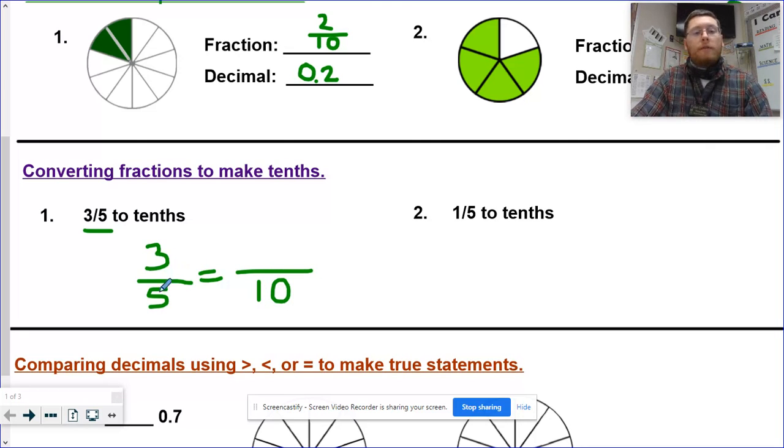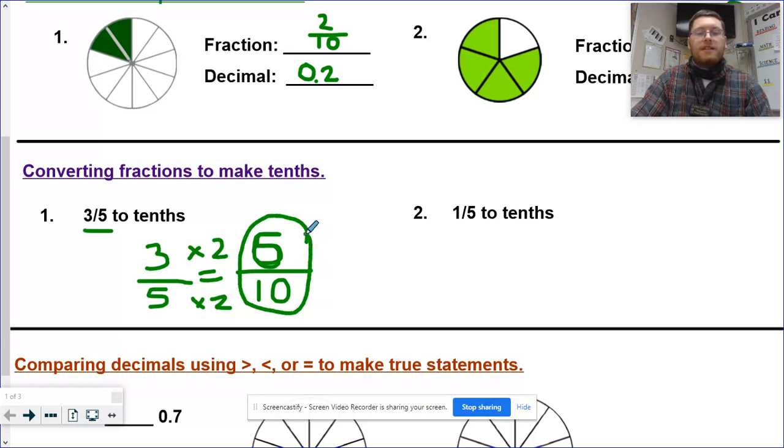Most of the time when you're going from fifths to tenths, you're going to multiply by 2 each time. You have to double check. 5 times 2 equals 10. Whatever I do to the bottom, I have to do to the top. 3 times 2 equals 5. Oh, 6. Sorry, I added. Look at that. Even I'm making mistakes. All right, 6 tenths. So my answer would be 6 tenths if I needed it in tenths. So 3 fifths and 6 tenths are equivalent.